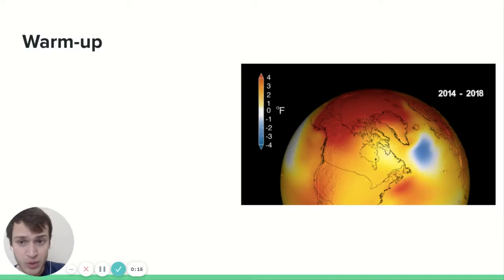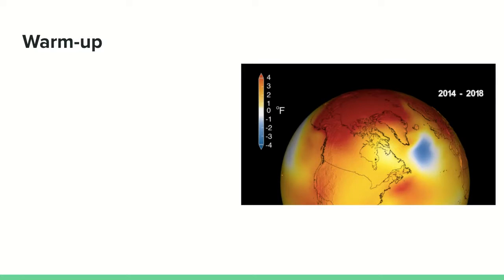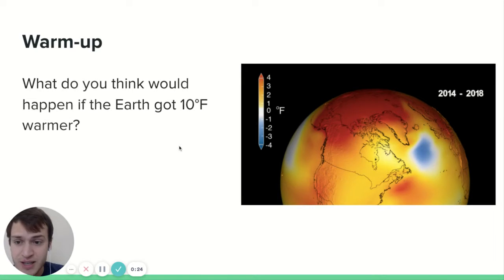So the warm-up question was on Google Classroom. This was lesson 32 warm-up. The question is, what do you think would happen if the Earth got 10 degrees Fahrenheit warmer?